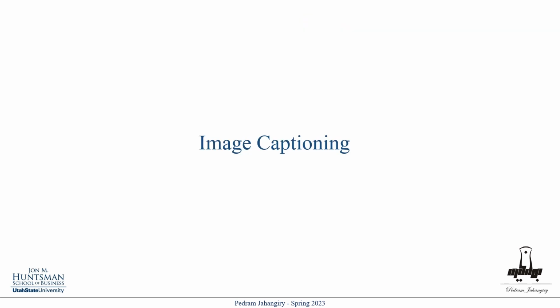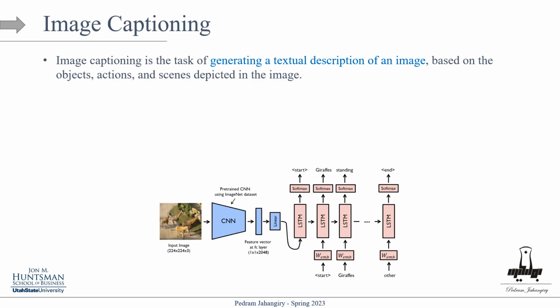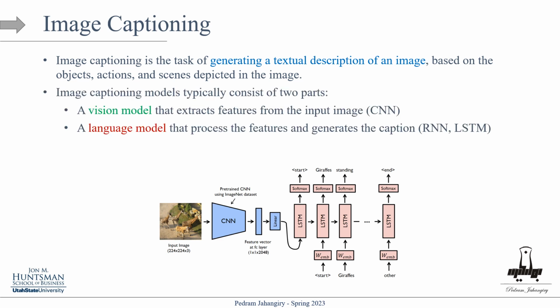Okay, the next one and the last topic that I want to cover in this lecture is image captioning. As we stated earlier, image captioning is just the task of generating a textual description of an image, of course, based on the objects and actions depicted in the image. So it usually consists of two steps: there is a computer vision component and a natural language processing component.